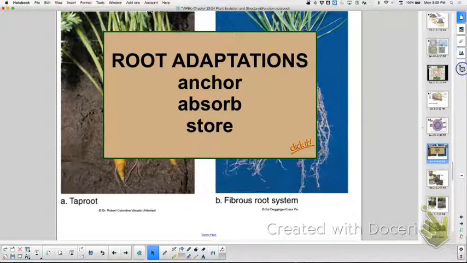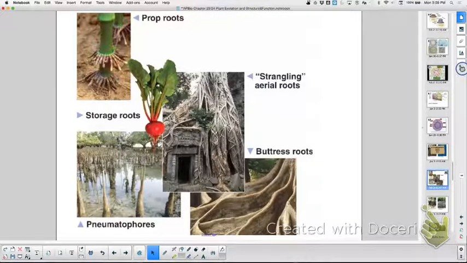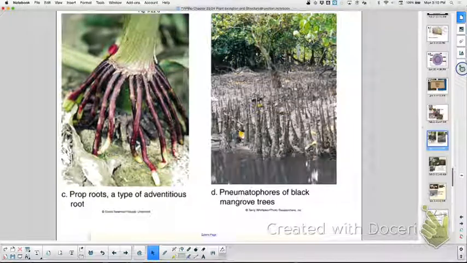Root adaptations. So roots anchor the plant, absorb nutrients, and they can store nutrients as well. And then these are just some different kinds of roots for storage. Pneumatophores, these plants, the roots grow down and then back up because there's no oxygen in the swamps, and so they have to get their oxygen. They have to extend parts of themselves up there. And then those are just other ones.